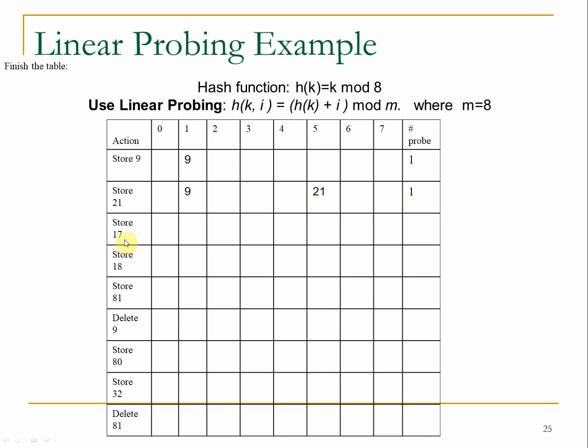The next operation would be 17. Now 17 mod 8 equals the index of 1. Originally you already have 9 over here and 21 over here. When 17 mod 8 equals 1, you get this location and find it is occupied. So what do we do? We simply look into the next available location. 9 is occupied here, so you look into the next available location, which is index 2, and see it's available over there. And therefore, we can put 17 into that spot.